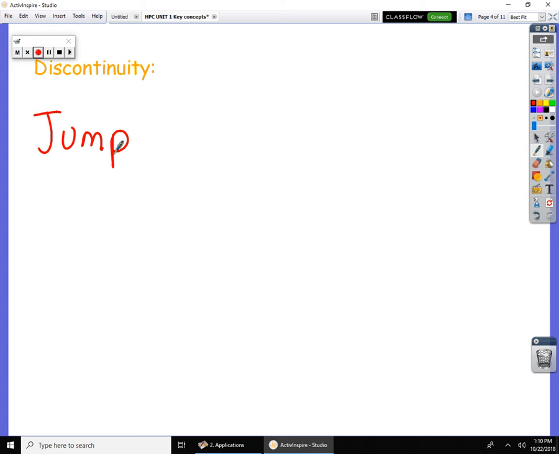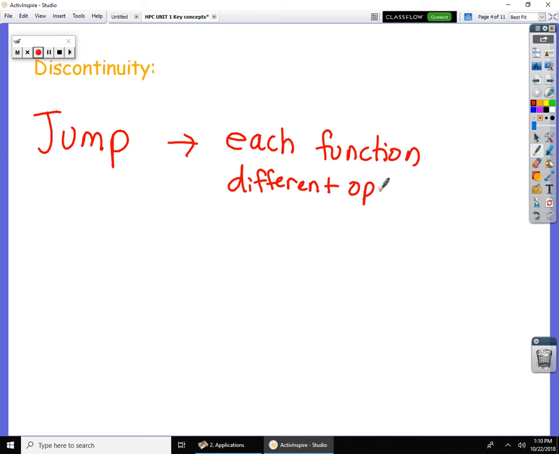Excellent, okay? Whether or not they meet at the same place. So I would take whatever the restriction value is and I would plug it into both equations. So in this case, a jump would be when each function has a different output. So if I had 2x plus 3 as one equation and x squared as the other, and I substituted in 2, and one was 5 and one was 10, it would be a jump because my two outputs are different.